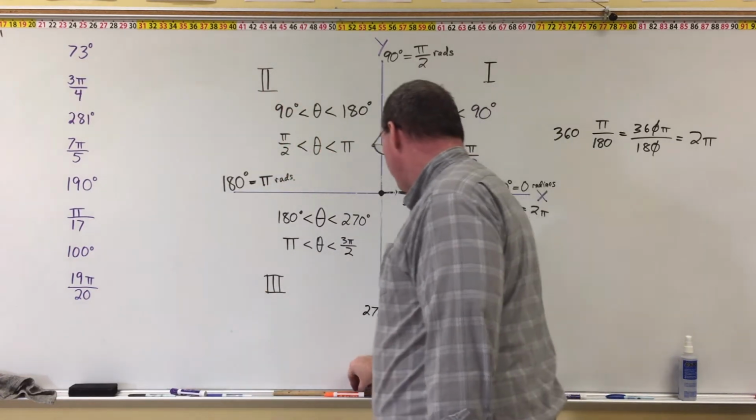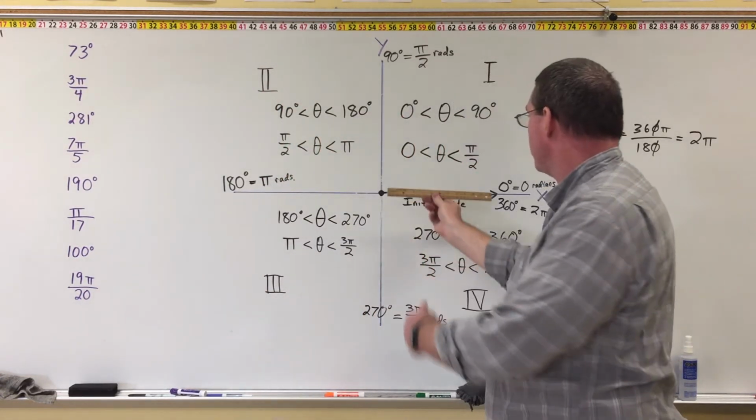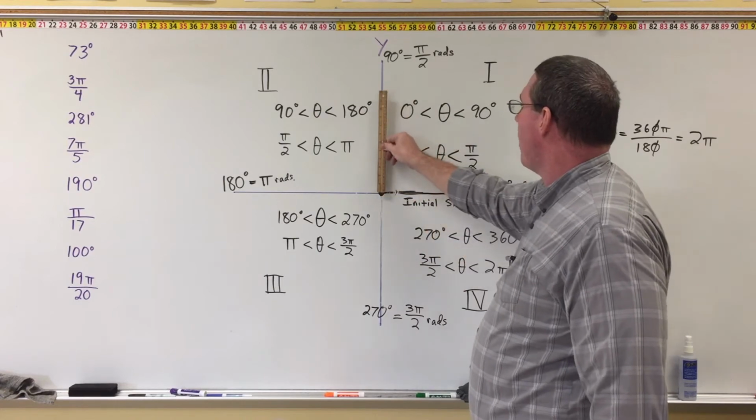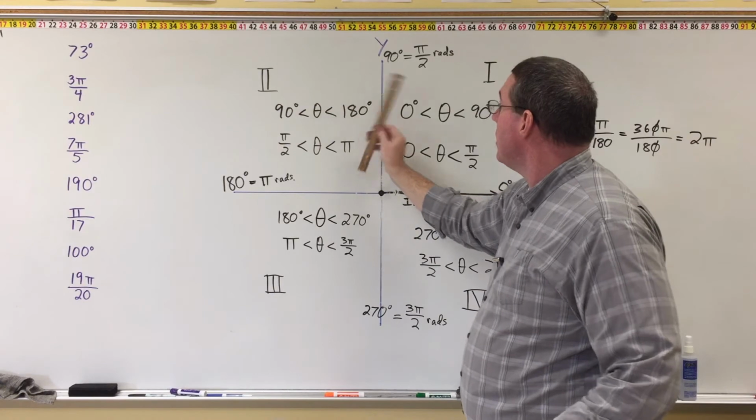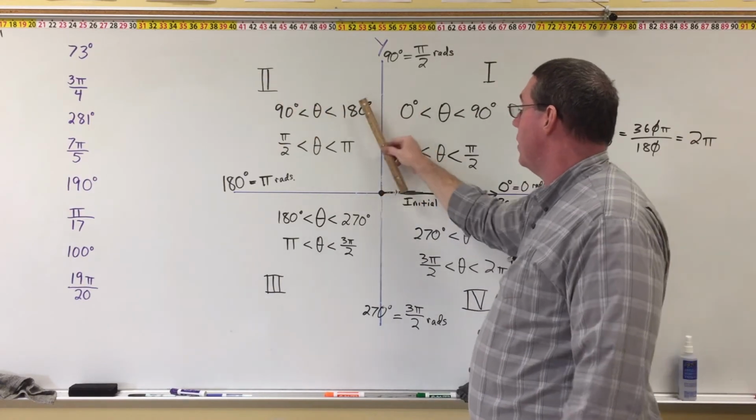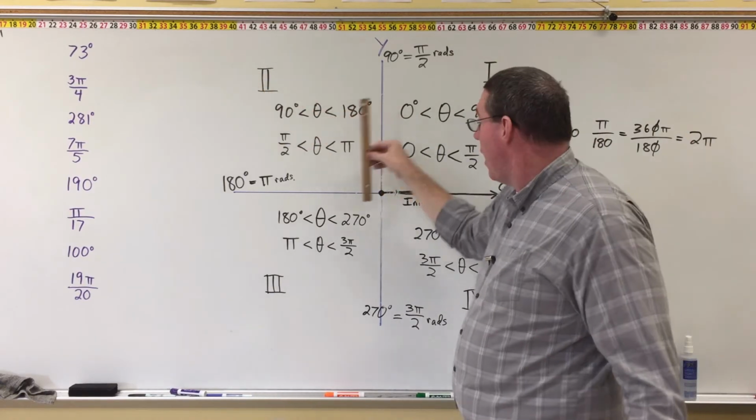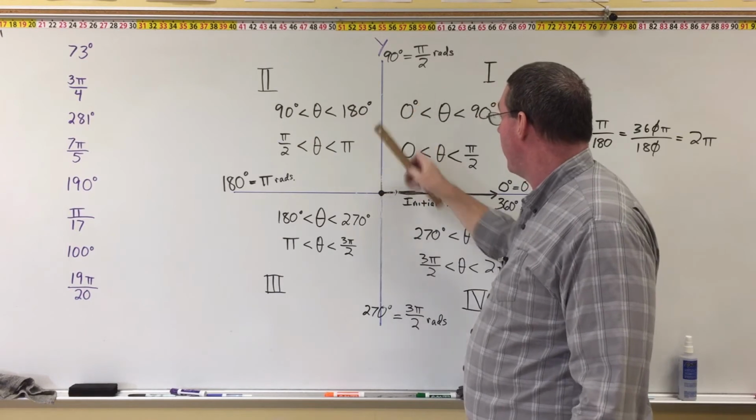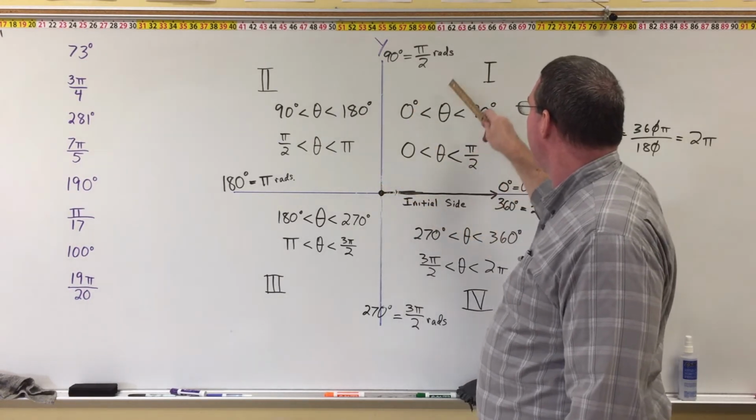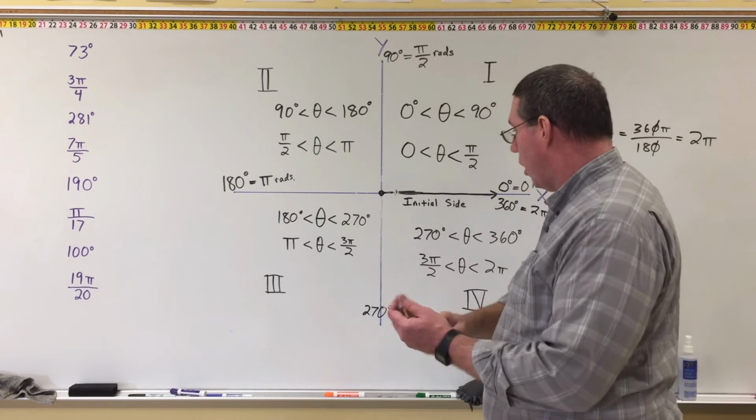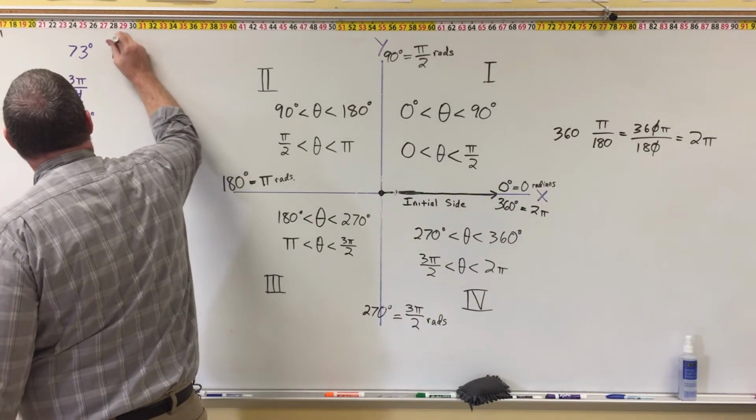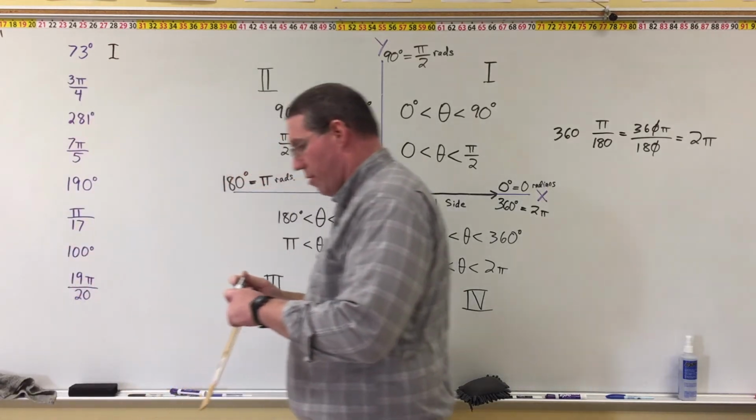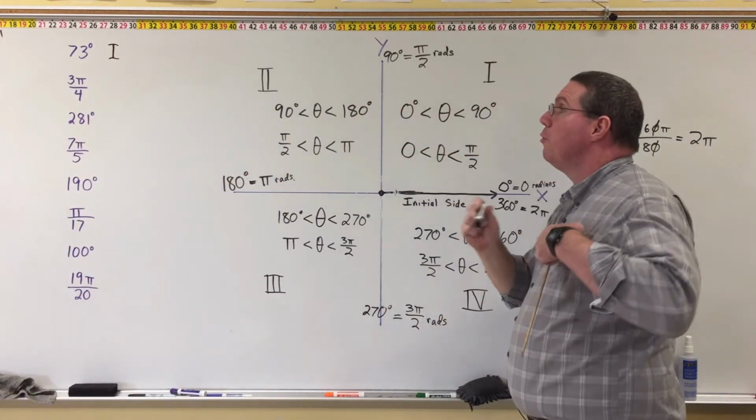Well, if we start at the initial side and go up to here, that would be 90 degrees. Is 73 degrees larger than 90, or less than 90? Well, 73 is less than 90. That means it must be over here somewhere. Therefore, the terminal side is in quadrant 1. So I'm going to put a Roman numeral 1 next to the 73 degrees.